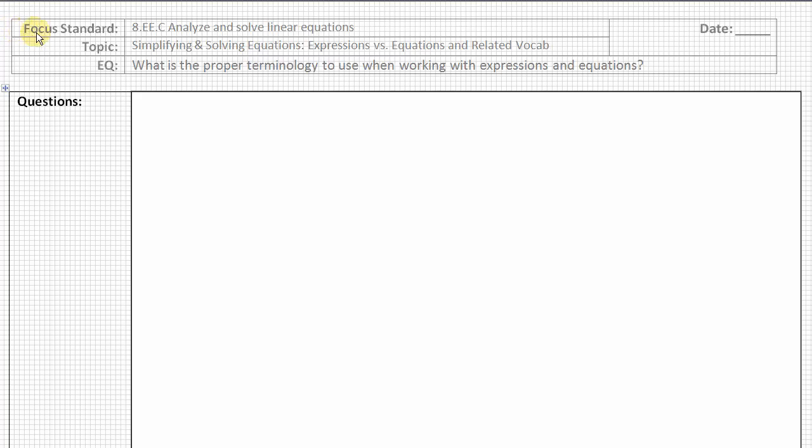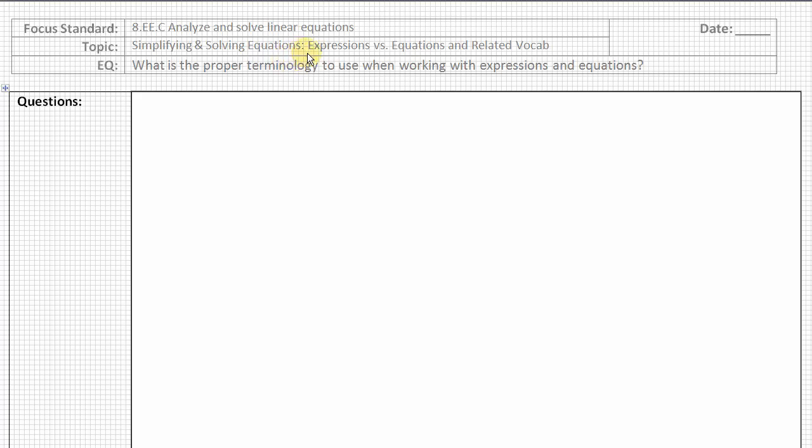Our focus standard for this lesson comes from Grade 8 Expressions and Equations, Standard C, Analyze and Solve Linear Equations. So today we're starting a new unit, and thus the reason for a new standard. And so our new unit and the topic for this lesson is going to be simplifying and solving equations. So that's going to be the unit that we focus on.